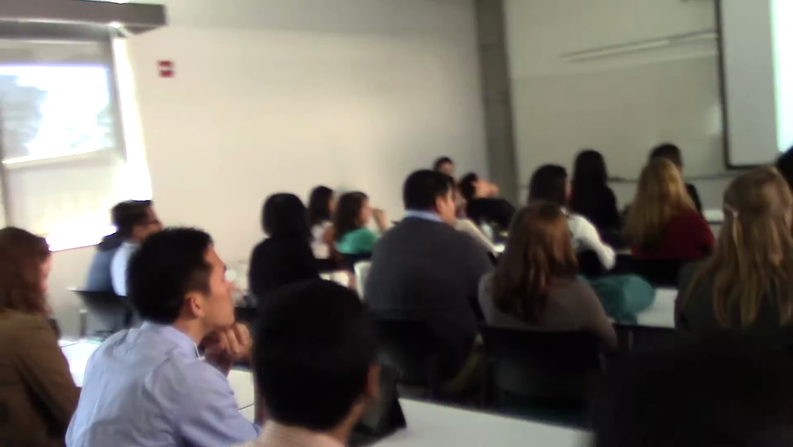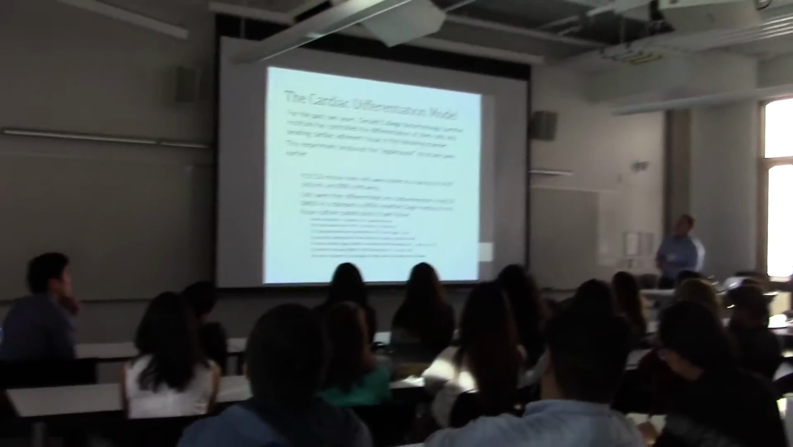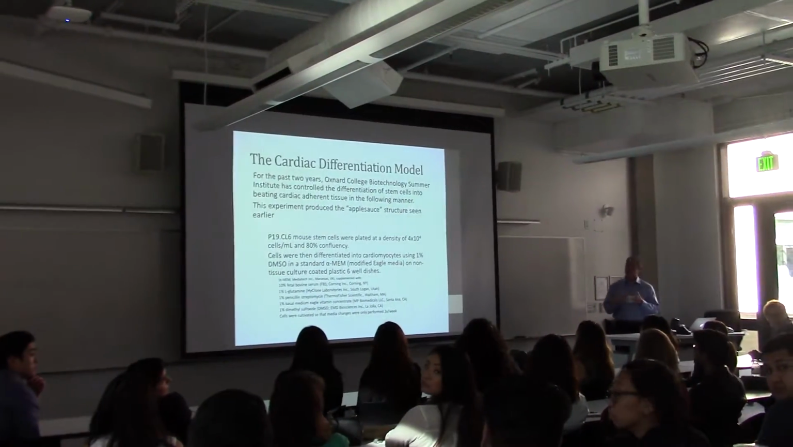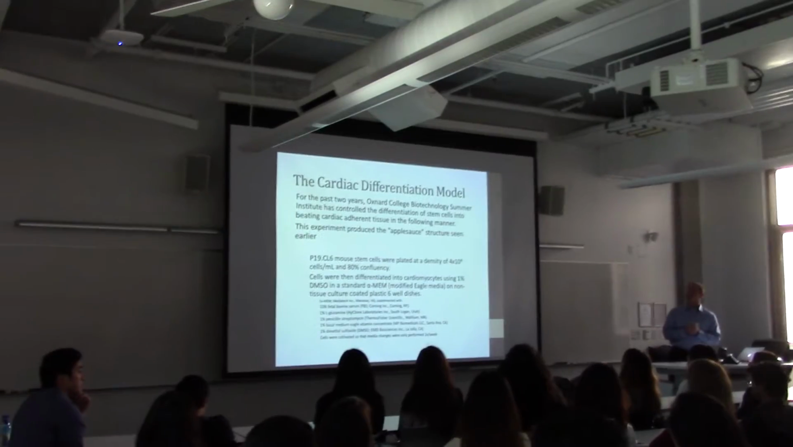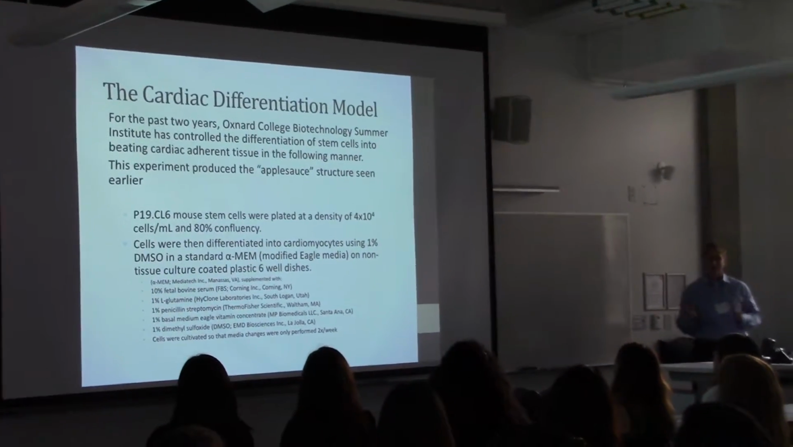Body's natural way of doing it. So the cardiac differentiation model, this is what we've been doing over the past 2 years at Oxnard College. We've gotten rather good at it. So we've been able to control the differentiation of these stem cells into the beating cardiac adherent tissue in the following manner. And again, this is where we got the example of the applesauce video that I showed.